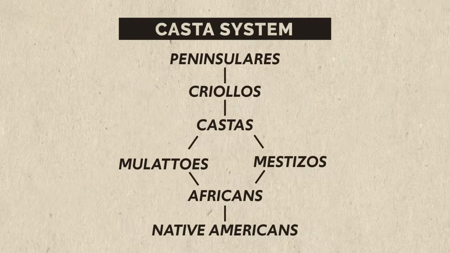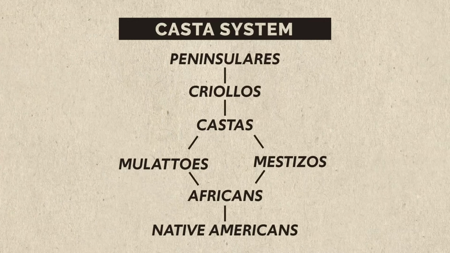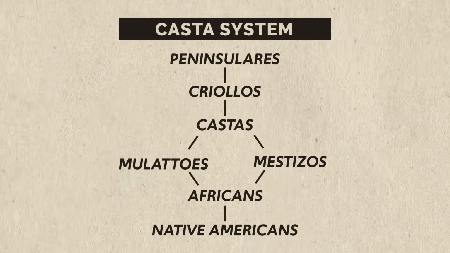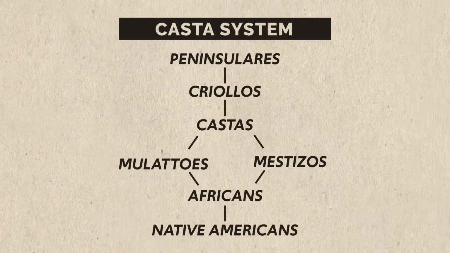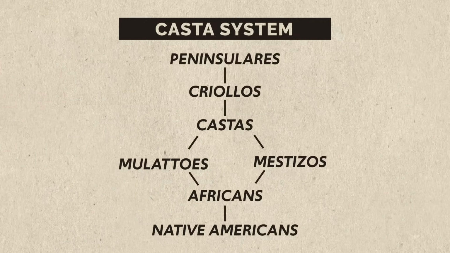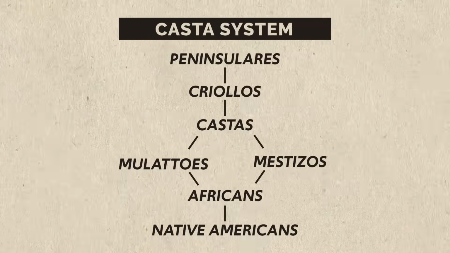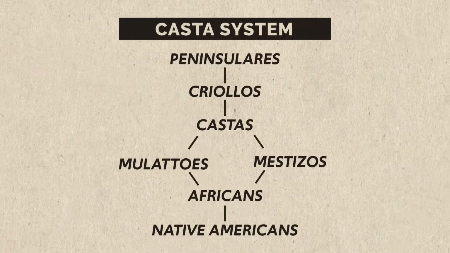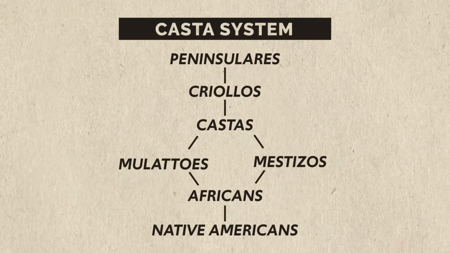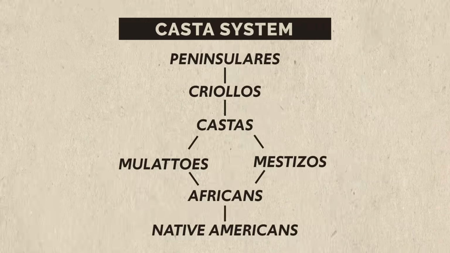Under them were the Criollos, or the Creoles, which were Spaniards born in the Americas. And on the next level down were the castas, which had several subdivisions. Mestizos were those born of Spanish and Native American blood. Mulattoes were those of Spanish and African blood. And still lower you had the Africans themselves, and least of all were the Native Americans.